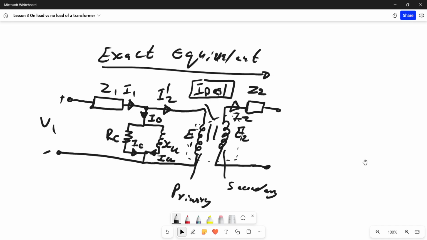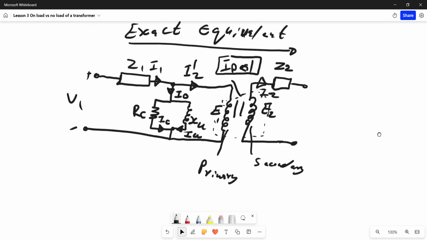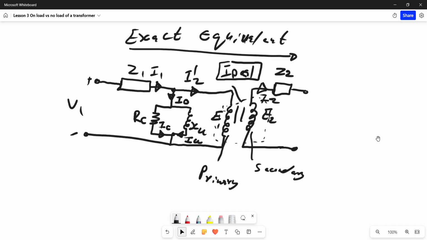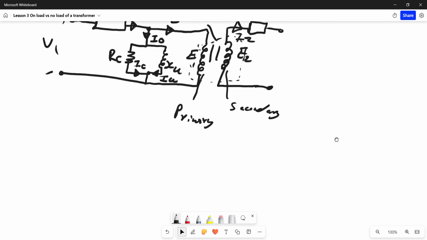Now there's a second circuit, whereby they realized that if we leave the circuit connected like this, it is complicated. To make it easy, we can take the magnetic branch and place it before Z1. Then it will be easy to analyze this circuit. There will be a certain error introduced by doing this, but it is small and negligible.